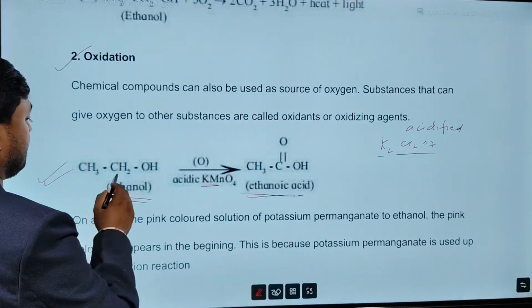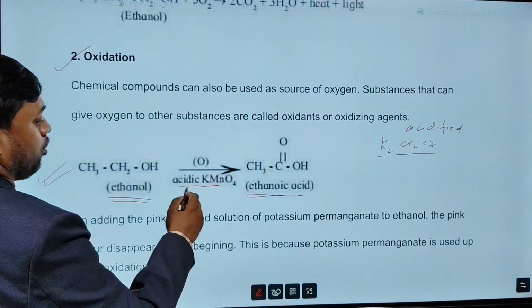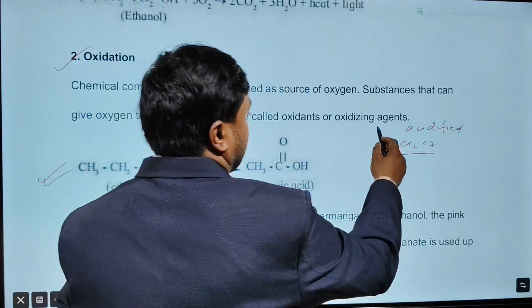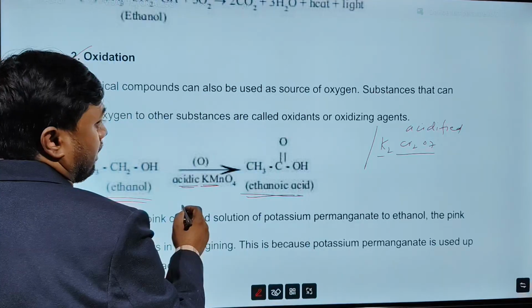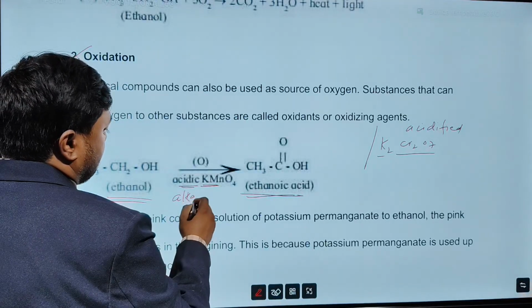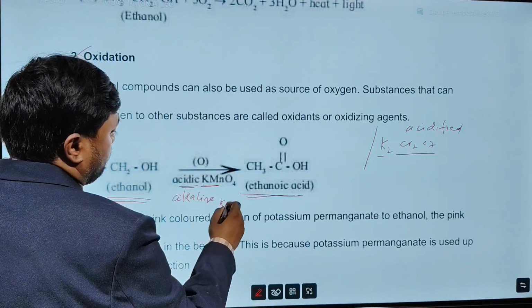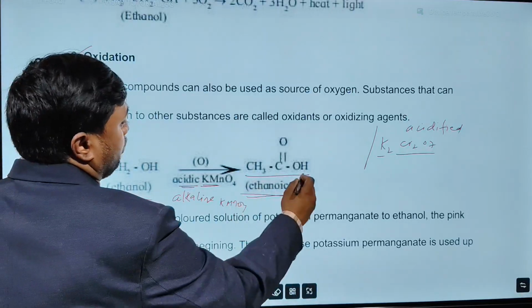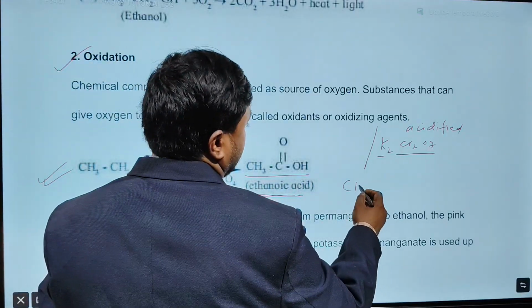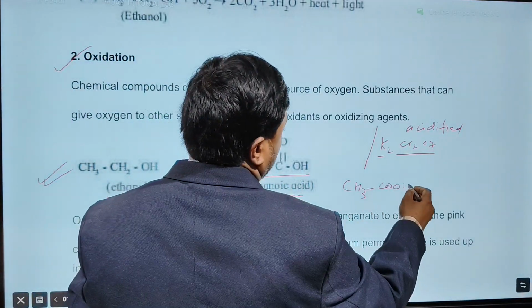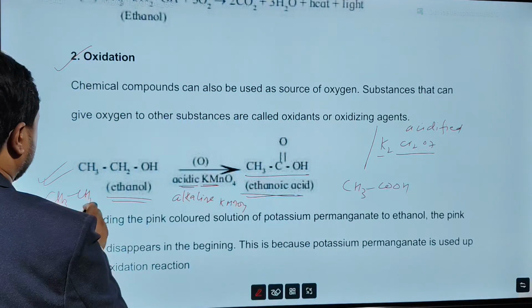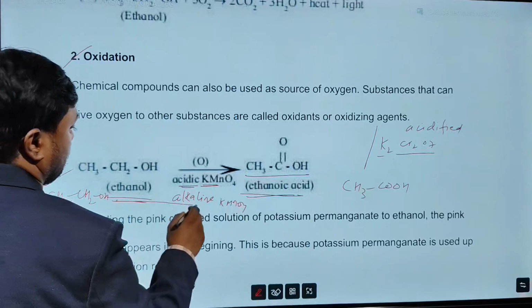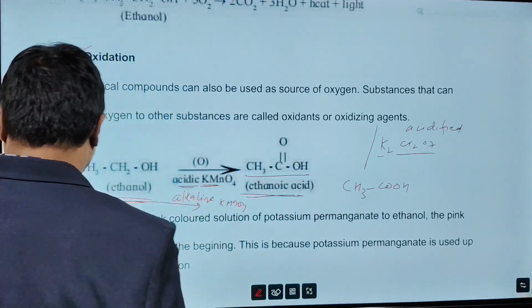So CH3CH2OH in the presence of an oxidizing agent, either this or alkaline KMnO4, will change into ethanoic acid, CH3COOH. Yes or no? So ethanol, CH3CH2OH, will change into ethanoic acid.